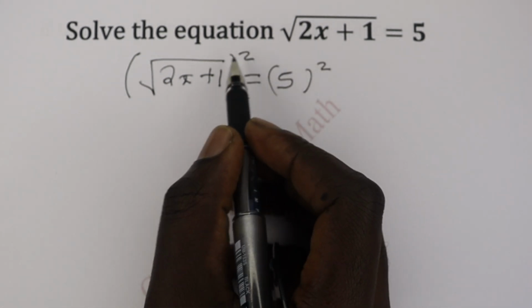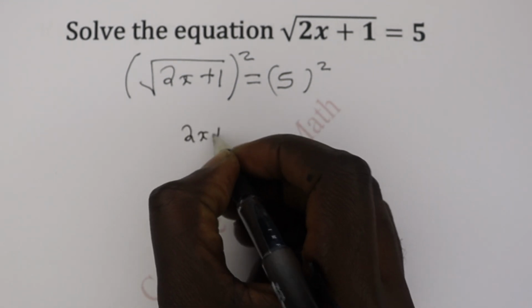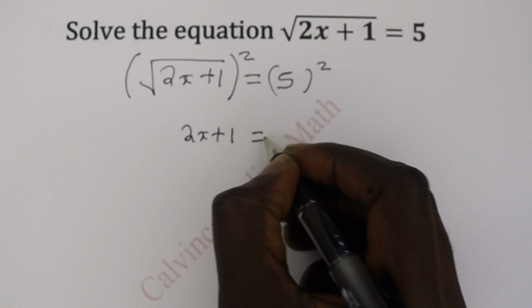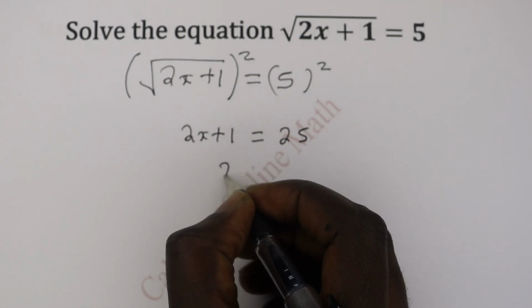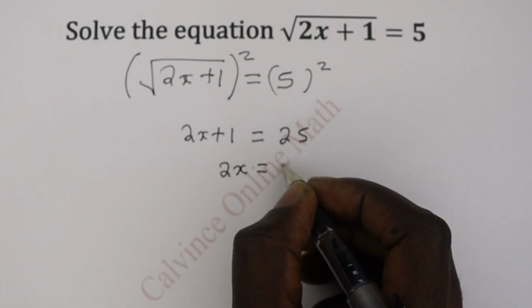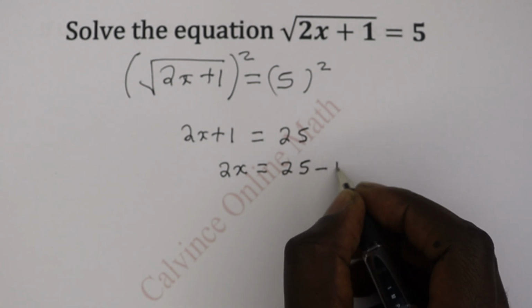So the square will cancel the root sign, so that you are left with 2x + 1, and then you have 5 squared, which will be 25. So you collect like terms so that you have 2x = 25 - 1. You move the 1 to the right-hand side, it becomes a negative.